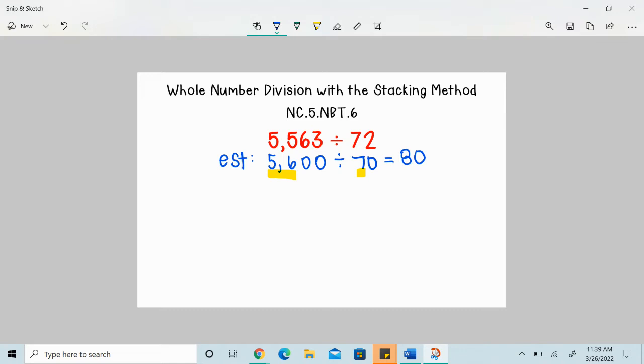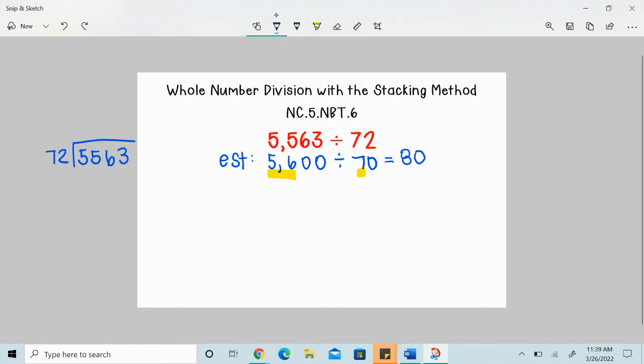So let's go ahead and get started with using the stacking method to solve. First thing I'm going to do is write our dividend, 5,563. And then I'll show that that's going to be divided by 72. When you're using the stacking method, you're going to want to make sure on your paper that you have quite a bit of room above and below where you set up your division to be able to write, because you are going to stack your partial quotients on top, and then you're going to show your subtraction down below. It is a little different than the area model.